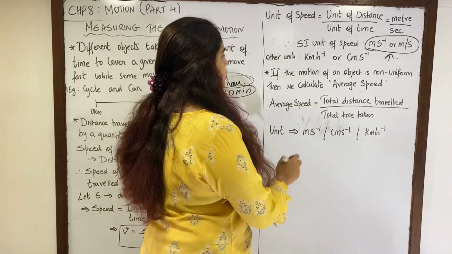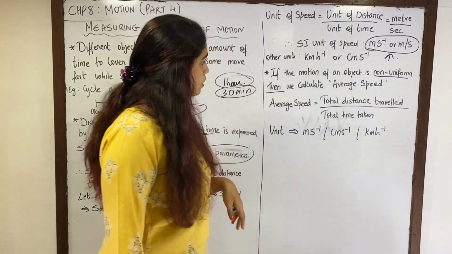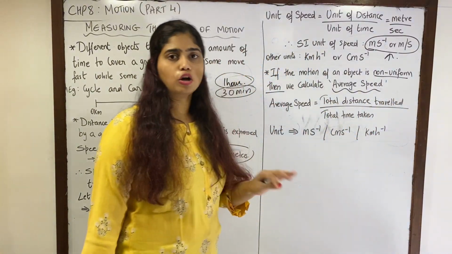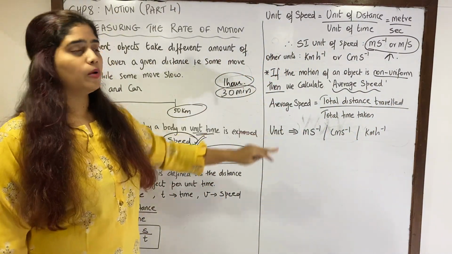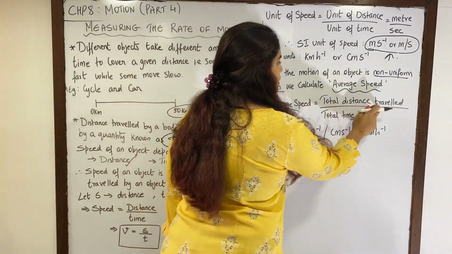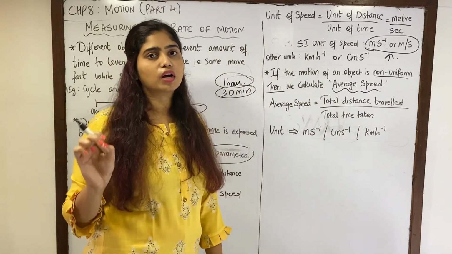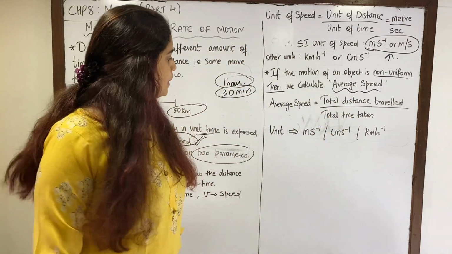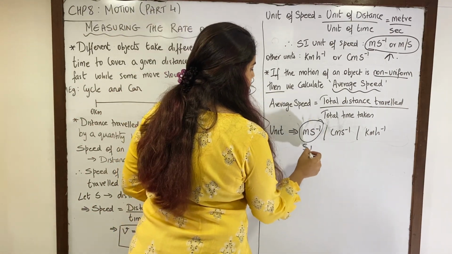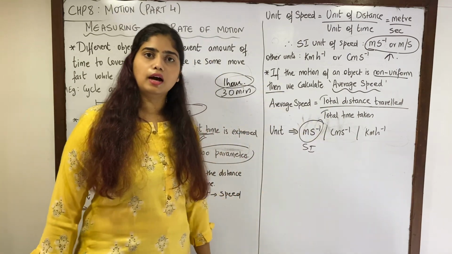non-uniform motion. Okay, so if the motion of an object is non-uniform, then we calculate average speed, and not just normal speed. So what is the formula of average speed? Average speed is going to be the total distance traveled by that object divided by the total time it has taken to cover that particular distance. And the unit is also the same. It is meter per second when it is the SI unit, and the other units are centimeter per second and kilometer per hour.